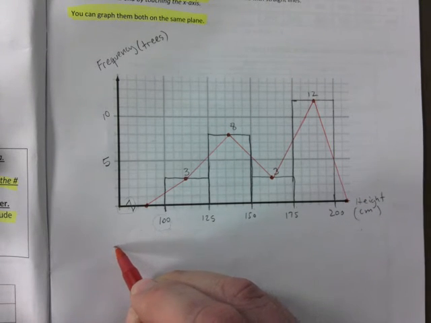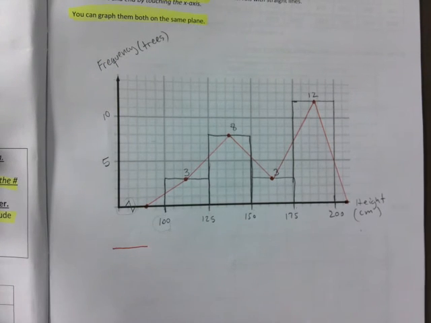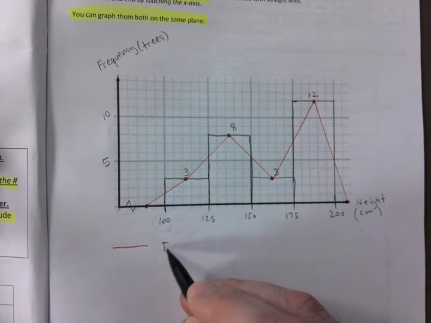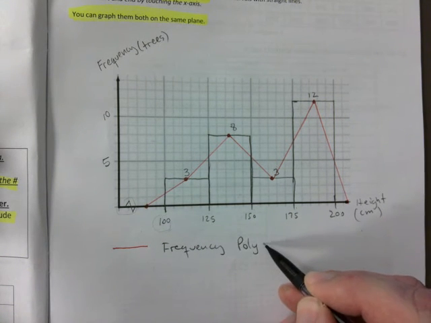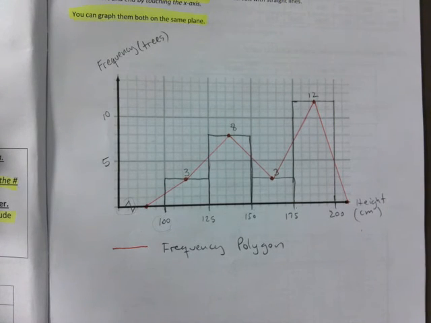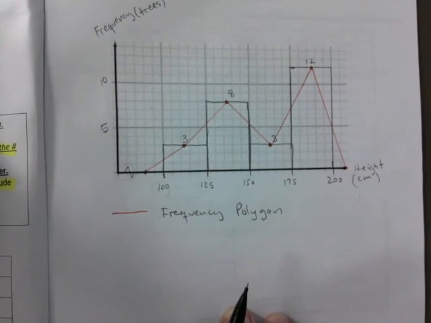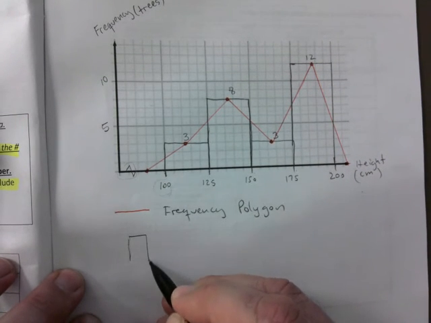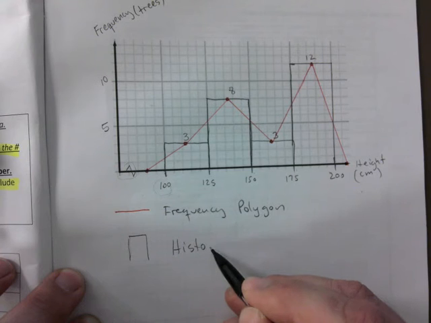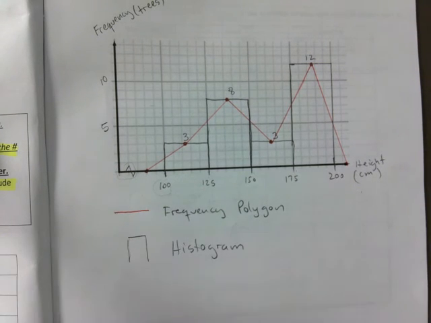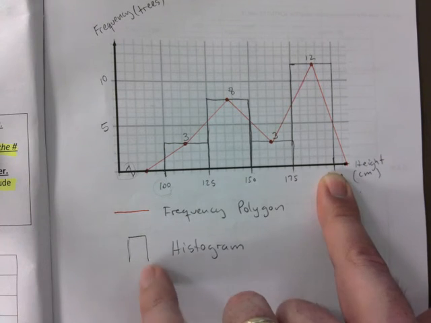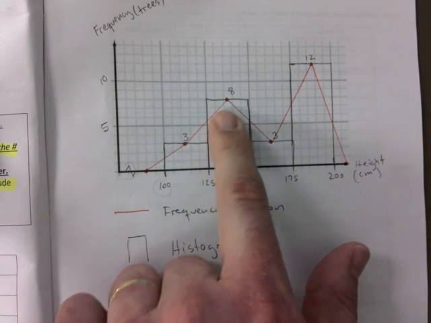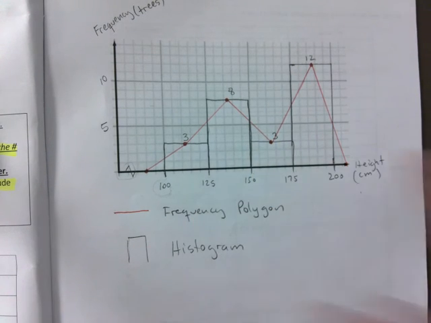So I will have a legend here, right at the bottom. The red line that I have is my frequency polygon. Whereas the bars is my histogram. I did both at the same time. It's easier to start with a histogram, and then if I ask you for the frequency polygon, just find the point that's in between, and where you go. Okay.